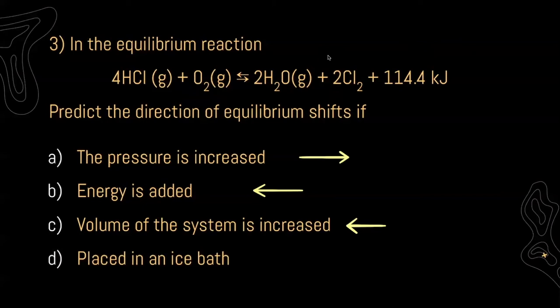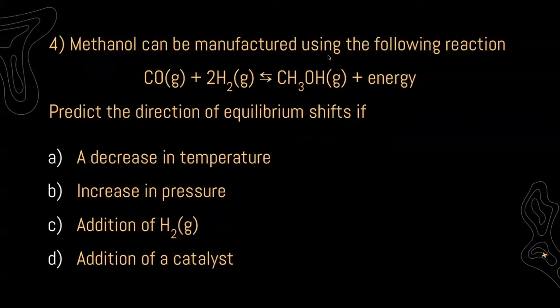D, if we place it in an ice bath, that means we are lowering our temperature. We are lowering our energy. If we lower our products, going back to our seesaw, we're going to send our reaction towards our products. It's going to go to the right. 4 gives us a reaction of how methanol is manufactured. And again, we're going to predict the direction our equilibrium will shift. A, if we decrease the temperature, again, we're going to be decreasing the energy.